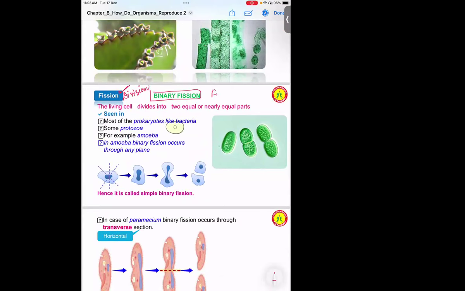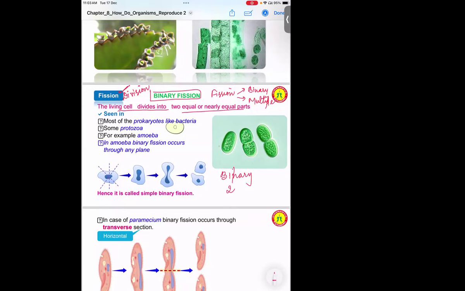Fission is of two types, binary fission and multiple fission. As the name says, binary, bi means two. So when any individual is divided into two, we call it binary fission. Here the living cell divides into two equal or nearly equal parts.